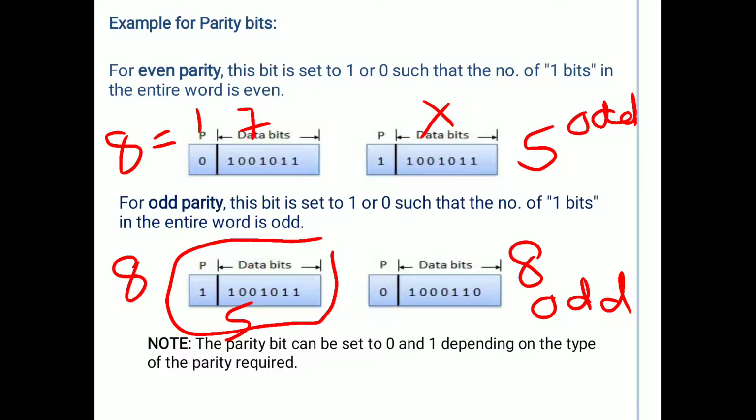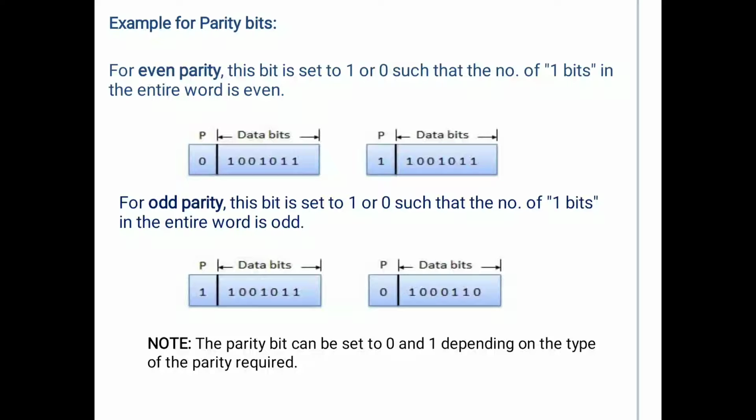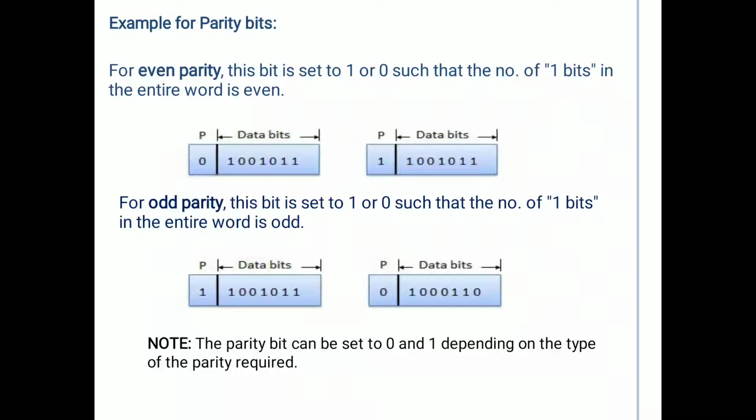So the parity bit can be set to 0 or 1 depending on the type of parity required. Here we are setting the values also. So this complete thing is considered as either even parity or odd parity. Sometimes the questions will ask like this. 8 bits of data are there, in that 7 bits are data bits. He gives the 7 data bits and wants us to find the parity value.